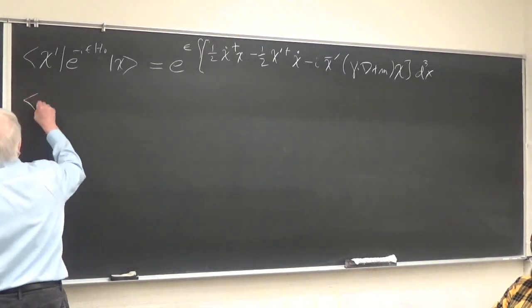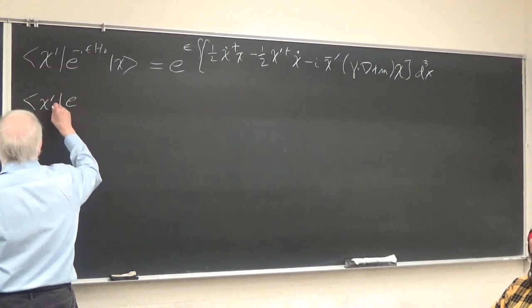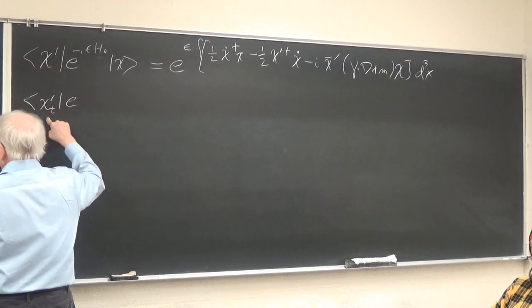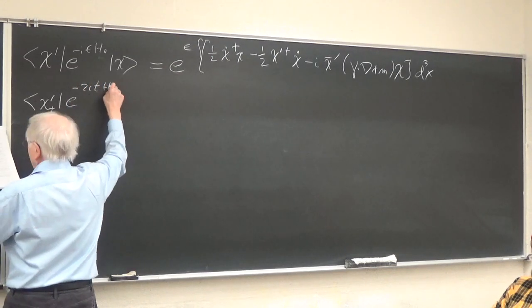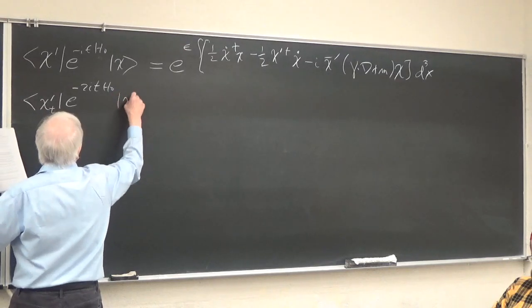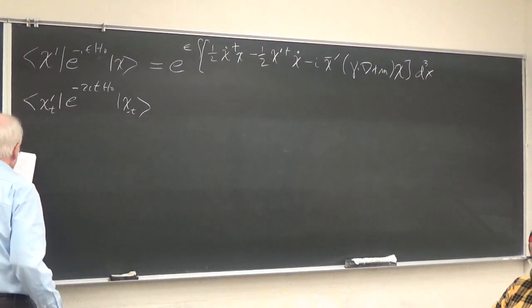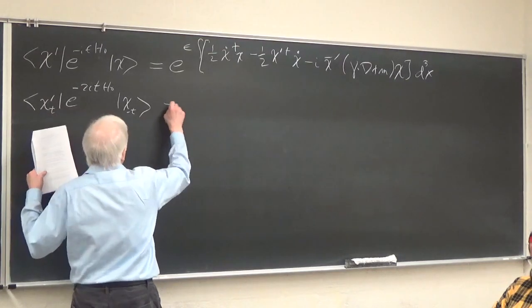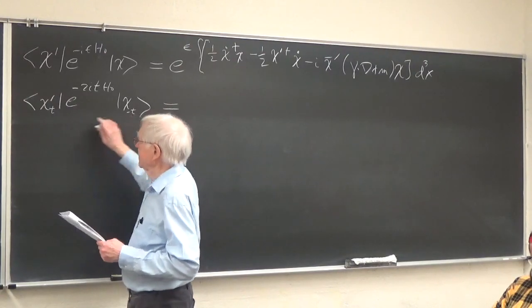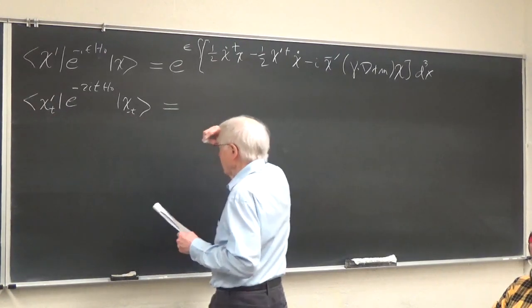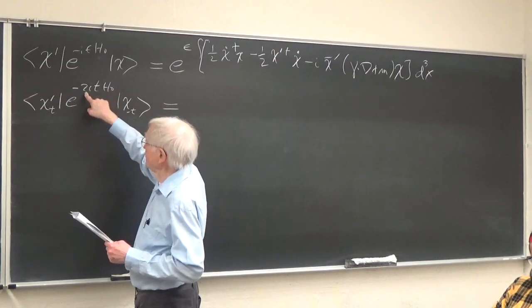So what I'm going to write then here is chi prime e to the chi prime sub t e to the minus 2i t h0 chi at minus t, and this is just a coherent state, another coherent state. But I'm labeling them as t and minus t to explain why I have a factor of 2 there.